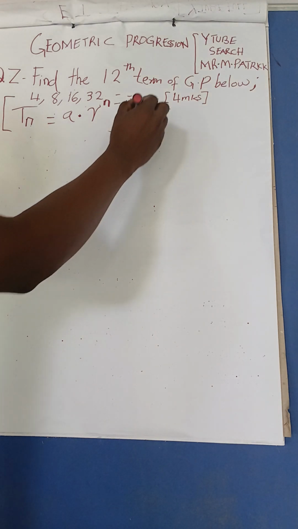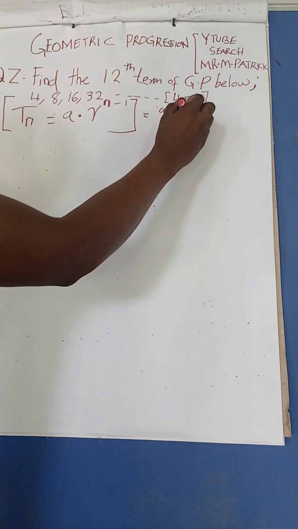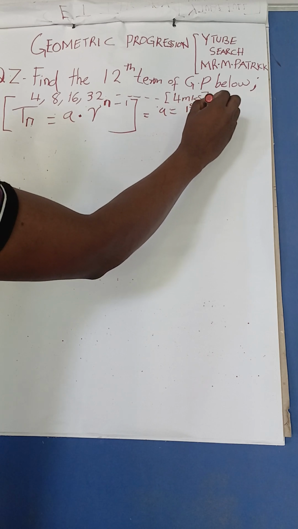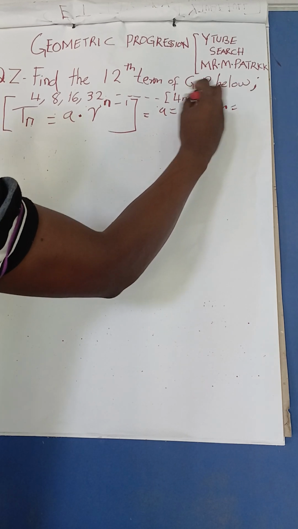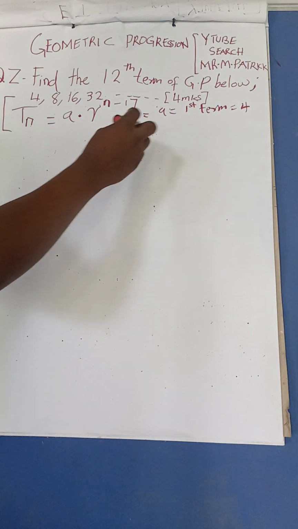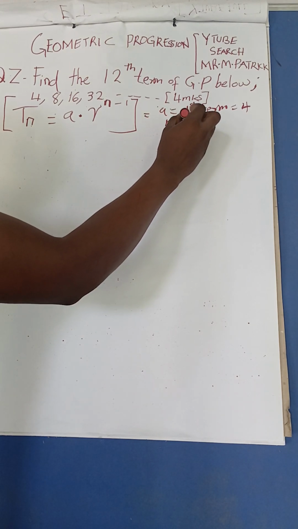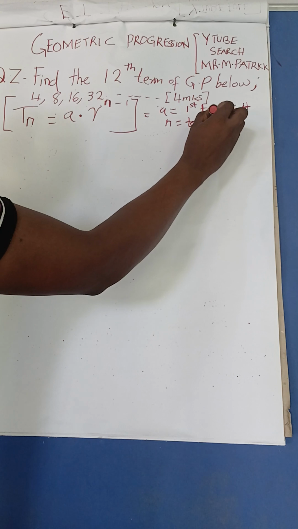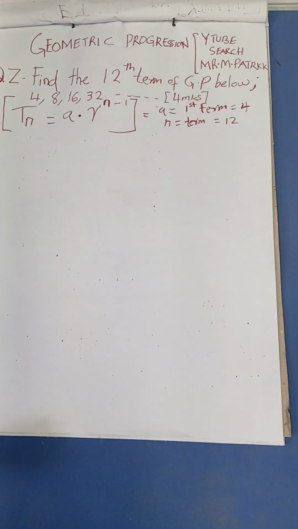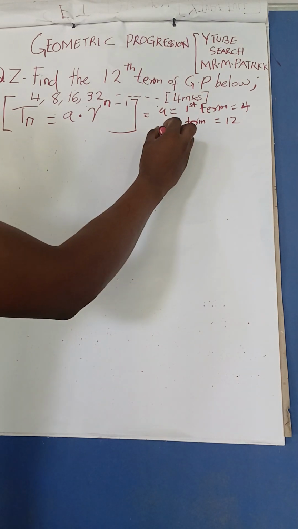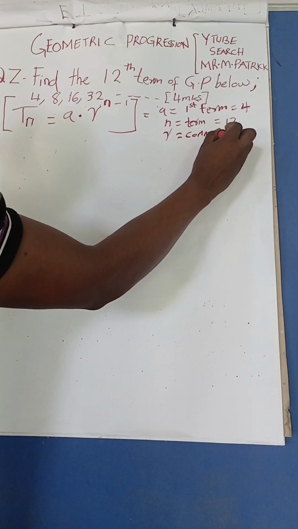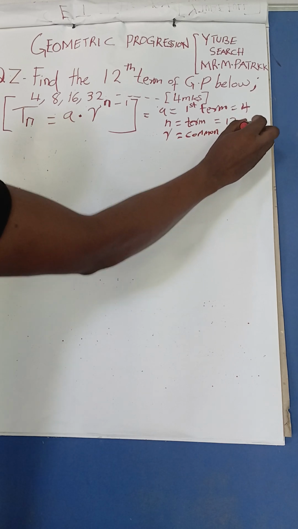I've said A represents the first term, which we already have is 4. And then N will represent the term we have been asked to find, like for this we have been asked to find the 12th term. And the one we don't have is R, which I've said is the common ratio. Good. Common ratio.